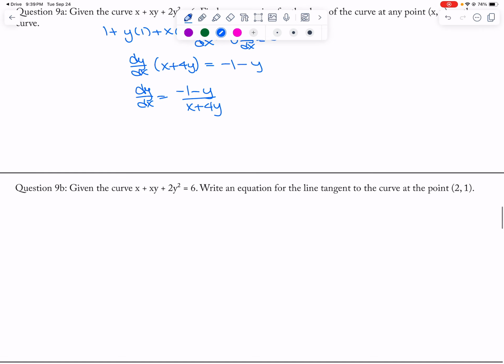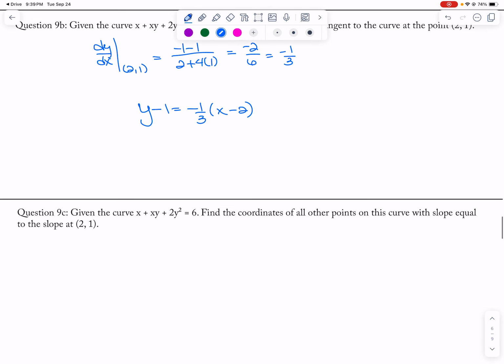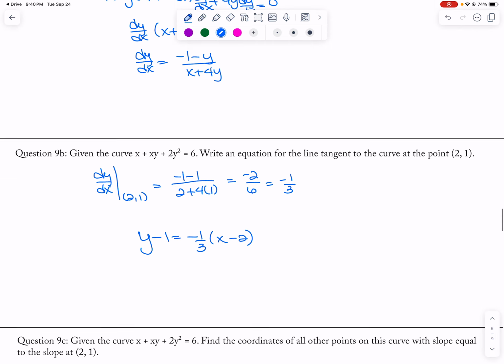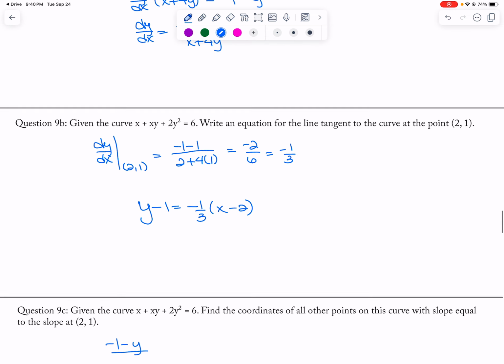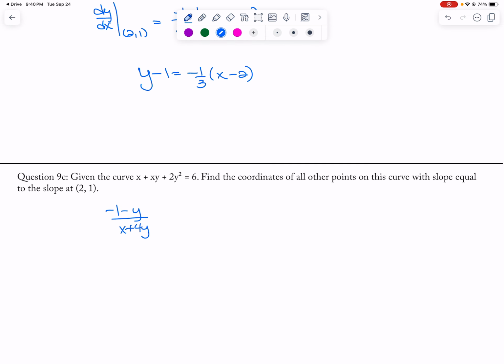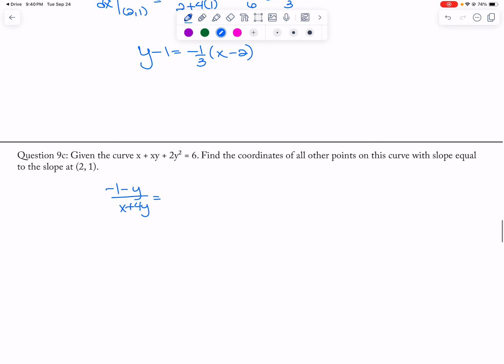And now here, equation of the tangent line, so dy/dx at (2, 1) is equal to negative 1 minus 1 over 2 plus 4 times 1, which is negative 2 over 6, which is negative 1/3. So y minus 1 is equal to negative 1/3 (x minus 2). And then here, slope is equal to, so I want to set my dy/dx, so my negative 1 minus y over x plus 4y, and I want to set this equal to negative 1/3.